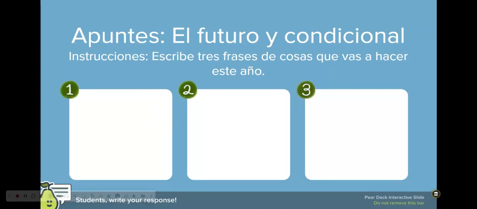Normalmente vamos a usar ir plus a plus infinitive, like I am going to. O puedes usar what you're going to do this summer. What you plan to do this summer. So take a minute and stop the slide, and then vamos a discutirlo. If you use some variation of like voy a ir de vacaciones, I'm going to go on vacation, or voy a pasar un rato con familia, I'm going to hang out with my family o mis amigos o más, then you would be correct.